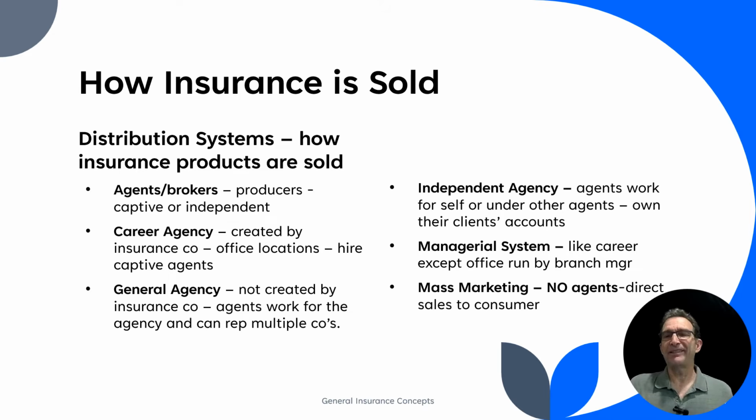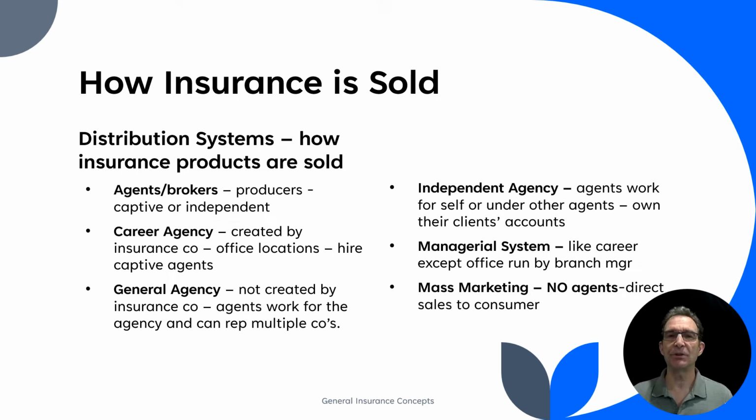So the next sort of organization is called independent agency. In this case, an agent could actually work just on their own or under other agents, and they own their clients' accounts. In other words, it's not the general agency that's owning that book of business. It's actually the agents themselves or a group of agents who own that book of business. So that's the major distinction there.